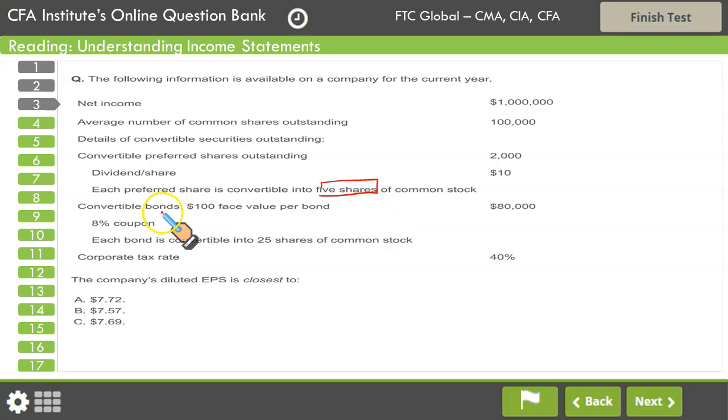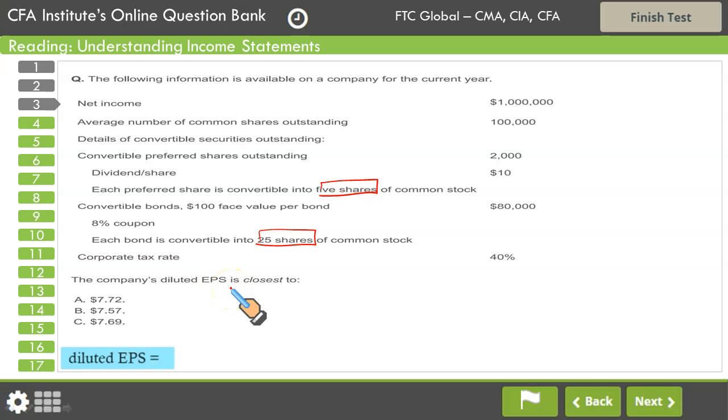Convertible bonds, $100 face value per bond, 8% coupon. Each bond is convertible into 25 shares of common stock. Corporation tax rate is 40%. What are we required to do? The company's diluted earnings per share is closest to.